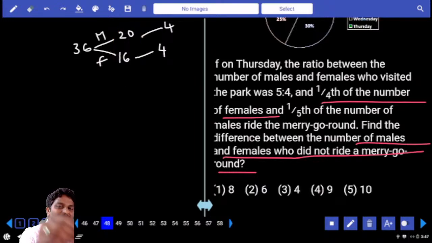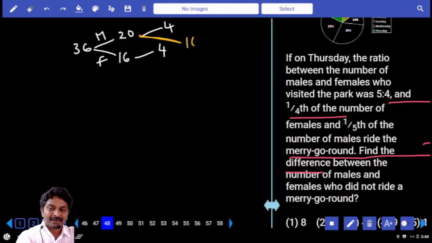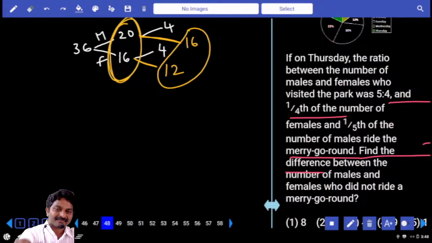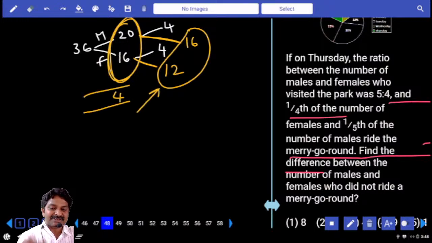Out of 20, how many are riding merry-go-round in male? How many are not riding? Out of female, 4 are riding. How many are not riding? We were asked to calculate difference between these two numbers only. How much is that? Can we directly take difference here? Yes, because there are equal number in male and female who are riding merry-go-round. Whatever is the initial difference we have, the same is because of people who are not riding merry-go-round. Yes.